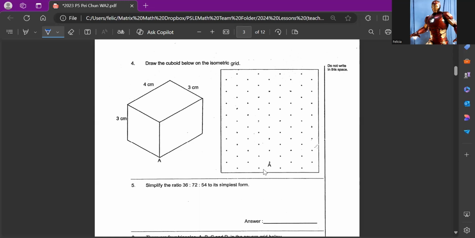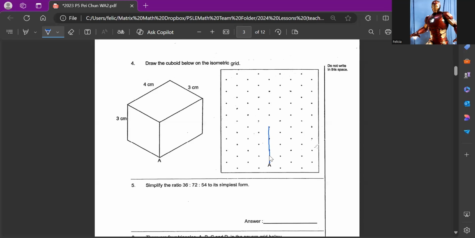So in this case, let's do the height first. Notice that the height is 3 cm. We're just going to take the gap between 2 dots as 1 cm. So that means I connect 1, 2, and 3. Okay, so this is my height.